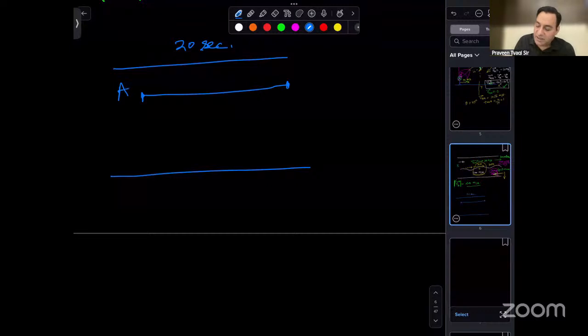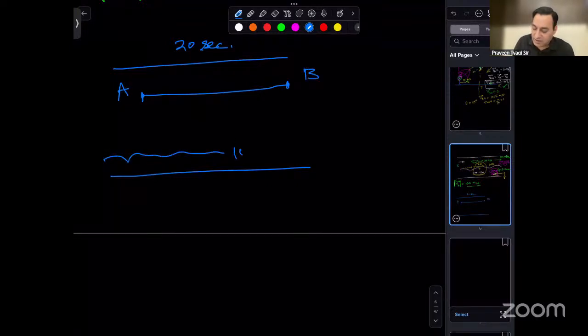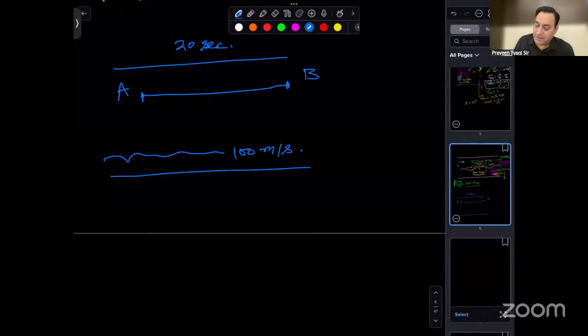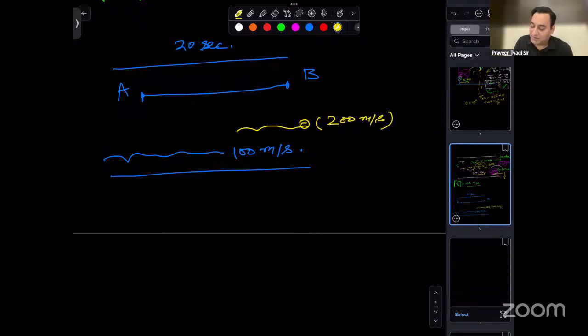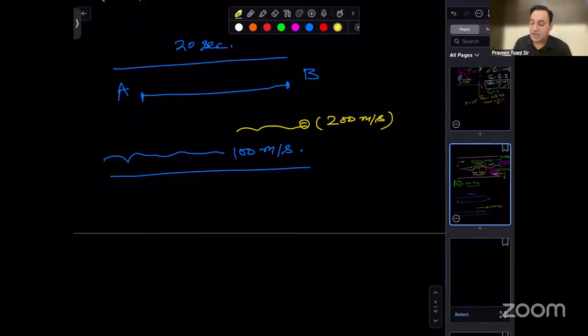He started from A, reached B, and river is flowing with 100 meters per second. The swimmer's own velocity or speed in still water when he was swimming would have been 200 meters per second. So when he goes downstream, what will be his net effective speed? It will be 300 meter per second while going downstream. And I told you 20 seconds he swam and went downstream. How much time will he take to return back to the original point A?